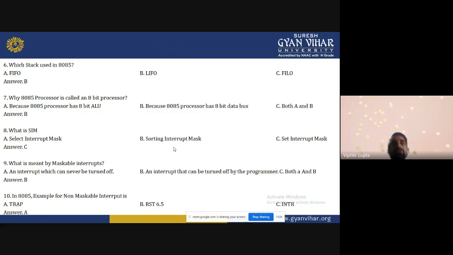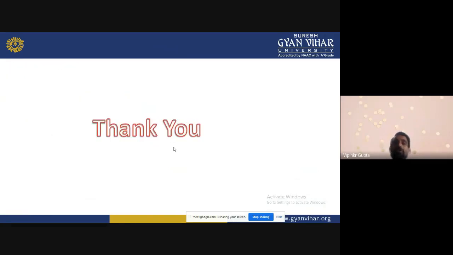Why is the 8085 microprocessor called an 8-bit processor? Because it has an 8-bit data line. What is the meaning of SIM? SIM means Set Interrupt Mask. What is meant by a maskable interrupt? An interrupt that can be turned off by the program. In 8085, an example of a non-maskable interrupt is TRAP, because we cannot delay it.